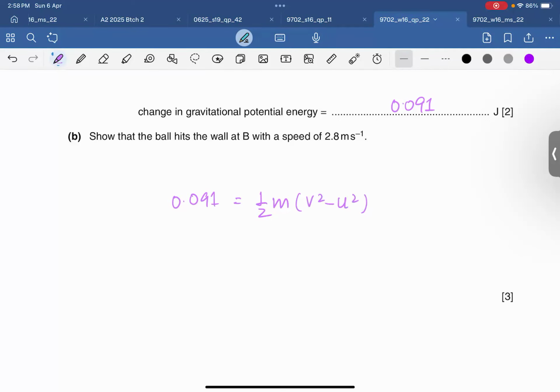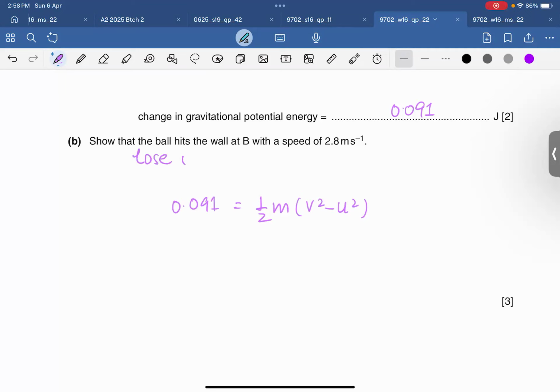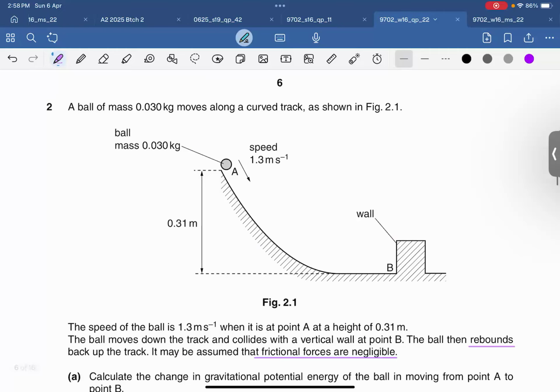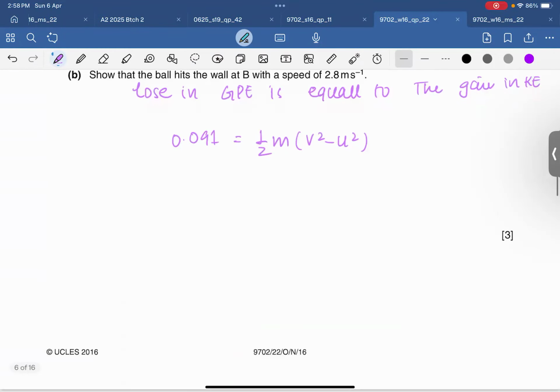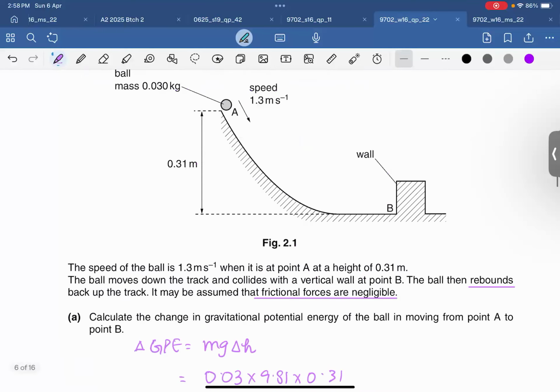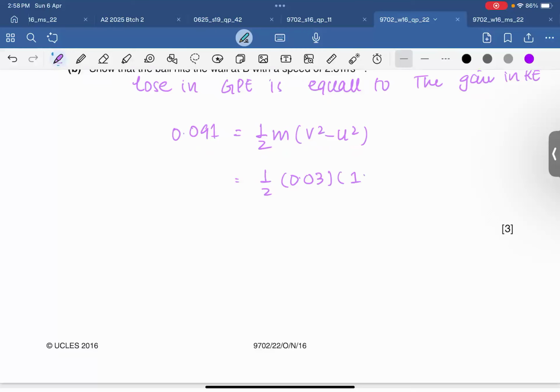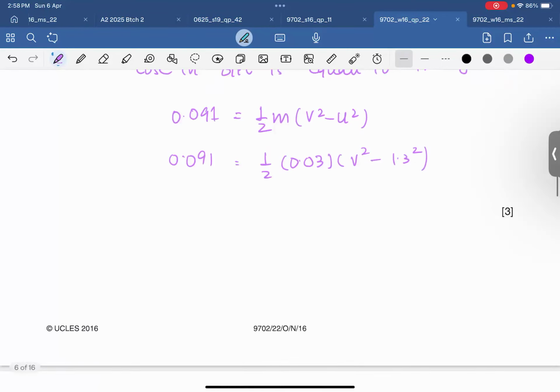Okay, so आप ये कह दोगे कि भाई the loss in GPE is equal to the gain in KE, right? And since there is an initial velocity, you cannot ignore the initial velocity as well, right? So half into 0.03 into v squared minus... अच्छा, फाइनल स्पीड हमने निकालनी है, इनिशियल स्पीड हमारे पास है, 1.3 स्क्वायर, एंड 0.091. ओके, फाइन, सिंप्लीफाई कर लो.